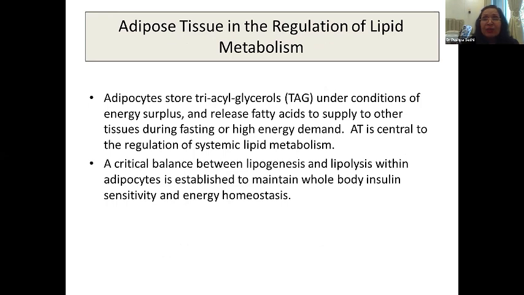Now, the adipose tissue and lipid metabolism. Adipocytes store triacylglycerols or TAG under conditions of energy surplus. This we all know. When there is energy surplus, it is stored as lipids, and fatty acids are released to supply to other tissues during fasting or high energy demand. Adipose tissue is central to the regulation of systemic lipid metabolism. A critical balance between lipogenesis and lipolysis within adipocytes is established to maintain whole body insulin sensitivity and energy homeostasis.